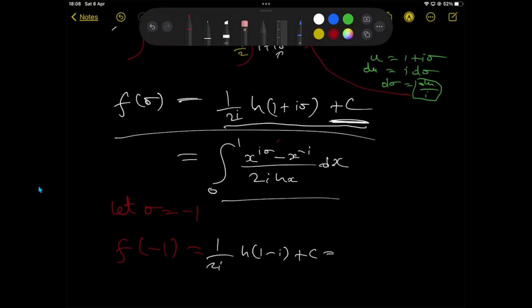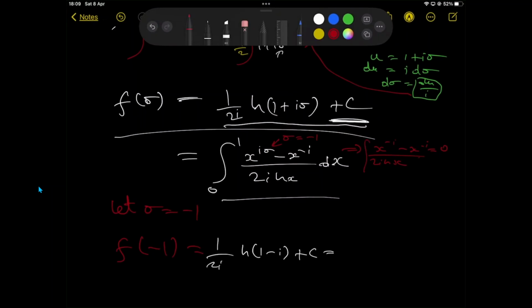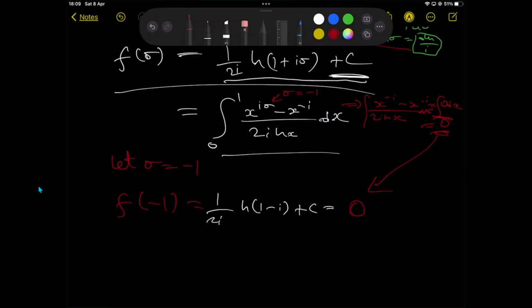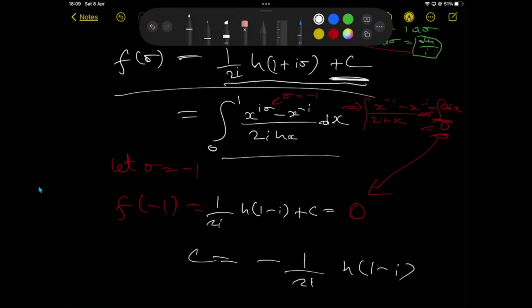Now, if we sub in sigma equals -1, we end up with x to the power of negative i minus x to the negative i on the numerator, which is equal to 0. So we end up integrating 0. If you integrate 0, you just get 0, right? So therefore, this entire thing is equal to 0. Then you can solve for c. c is going to be equal to negative 1 over 2i ln(1 minus i). So it means that f of sigma is, we just sub in the c value.